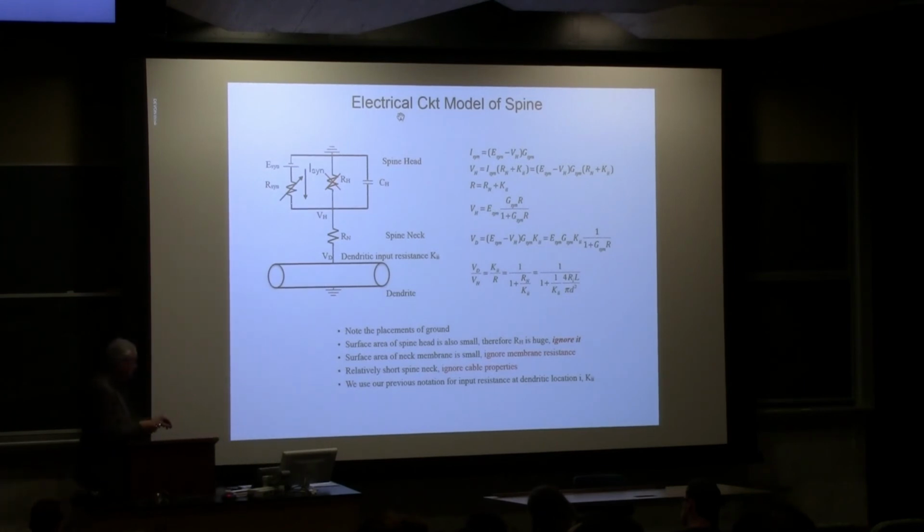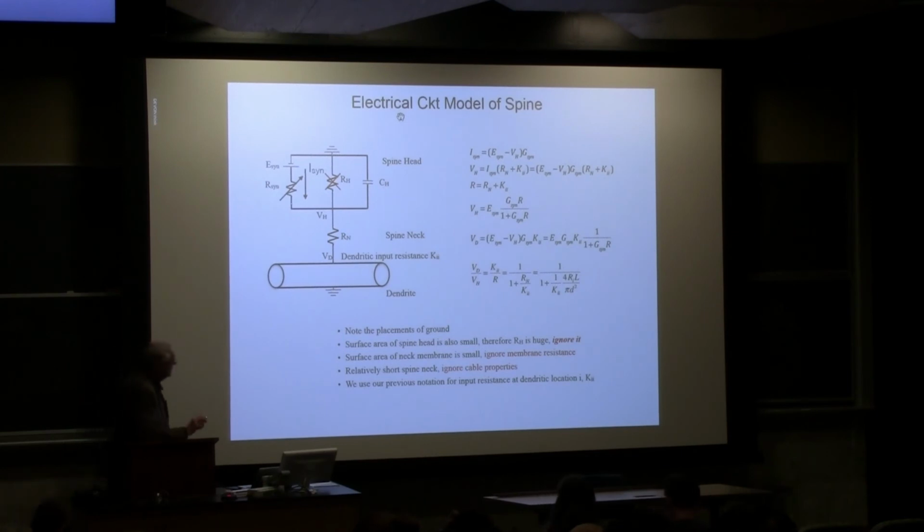We're just going to represent it as a resistor, and that spine is connected to the dendrite itself, and so the current through the spine head gets directed into that dendrite, and looking into that dendrite, we call this the input resistance of the dendrite where that spine is located. Okay, that's the setup. So, Ohm's law gives us the synaptic current. It's just the electrical driving force, the potential difference across this resistor times that conductance, so that's that current.